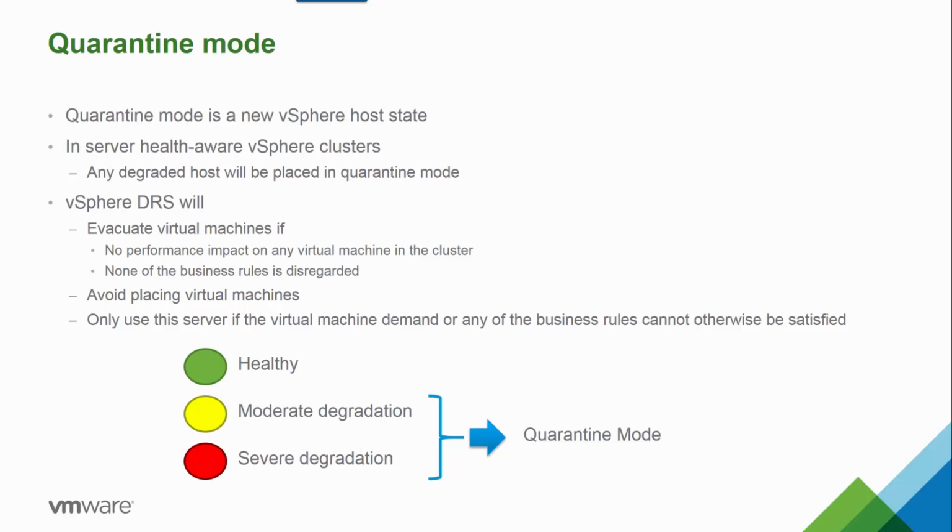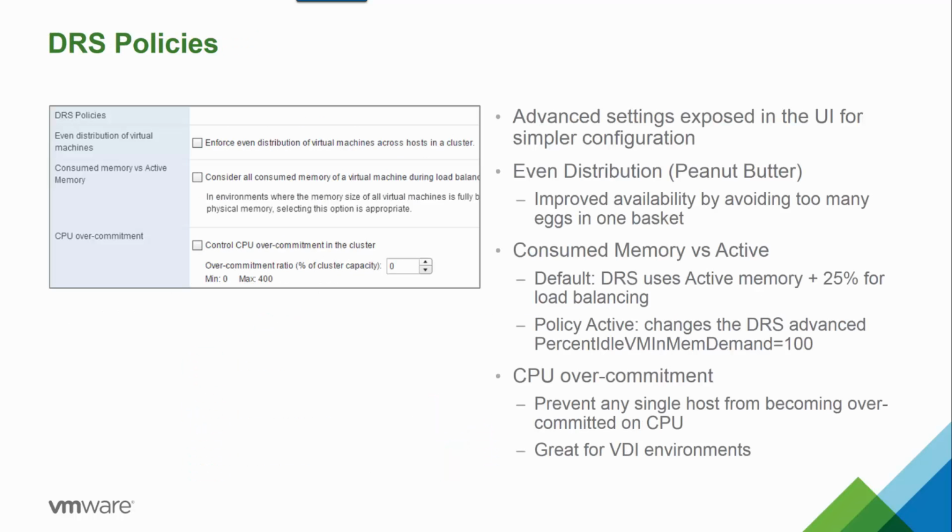The new quarantine mode is a new vSphere host state. Within a health-aware cluster, any degraded host will be placed in quarantine mode automatically. vSphere Distributed Resource Scheduler, or DRS, will evacuate VMs if there are no performance impacts, and none if the business rules are degraded. We've also updated the Distributed Resource Scheduler, or DRS, policies, which offer a simpler configuration with 3 options.